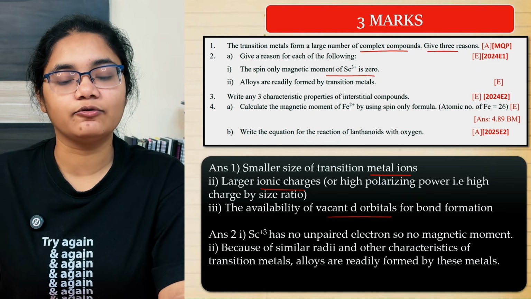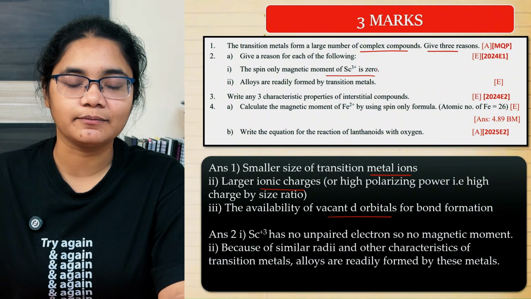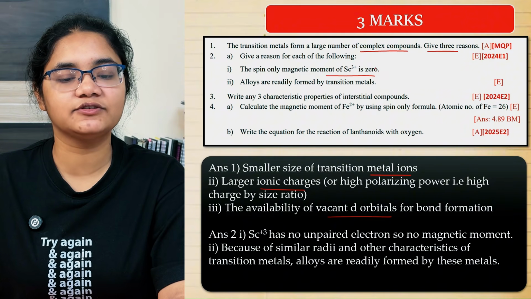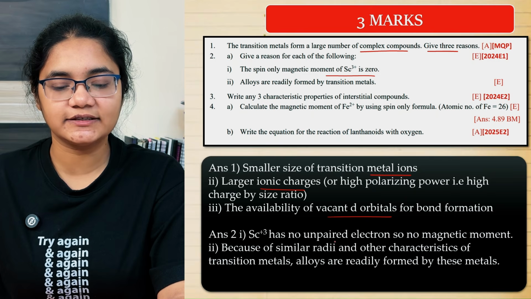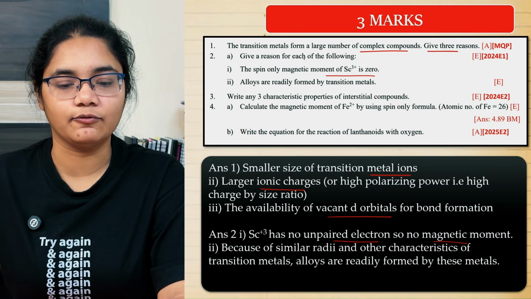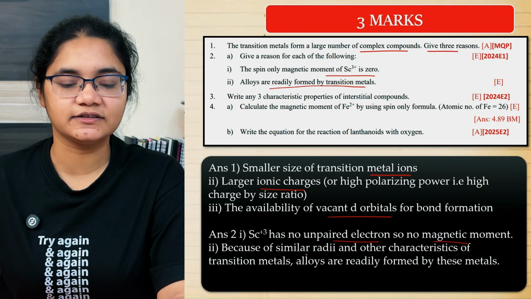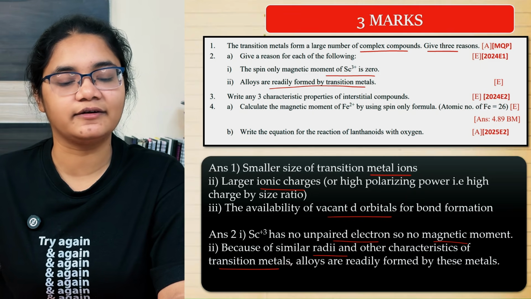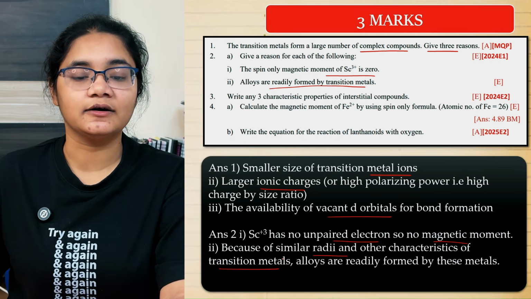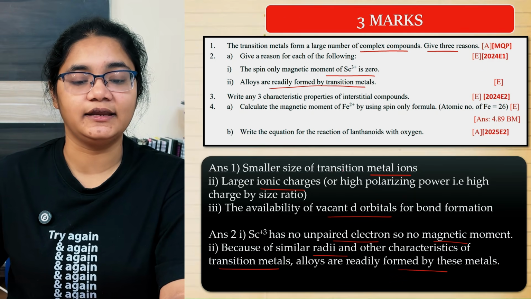Next, give reason for the following. The spin-only magnetic moment of scandium 3+ is 0. This is very simple. Spin-only magnetic moment depends on your unpaired electrons. Since it has no unpaired electrons, there is no magnetic moment. Next, alloys are readily formed by transition elements. This also we have discussed: because of their similar radii and other characteristics of transition metals, the transition elements form alloys very easily.